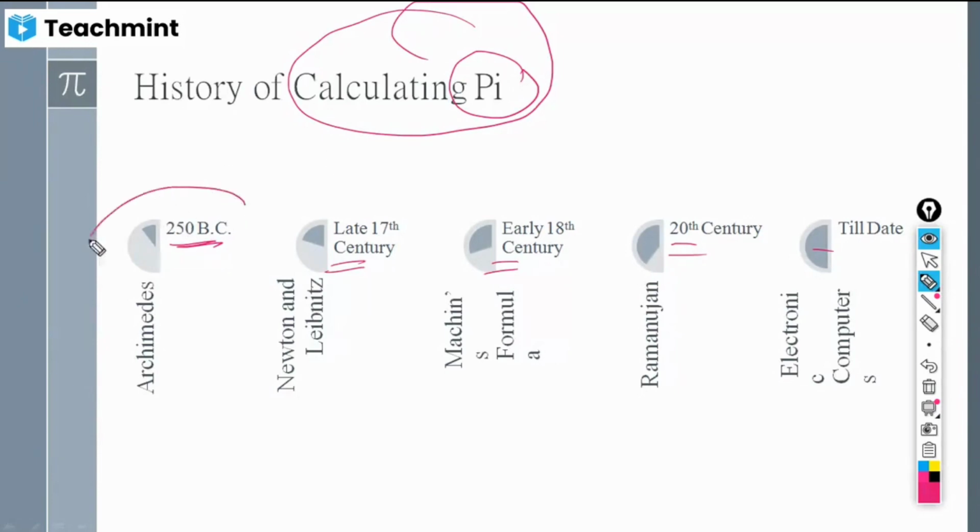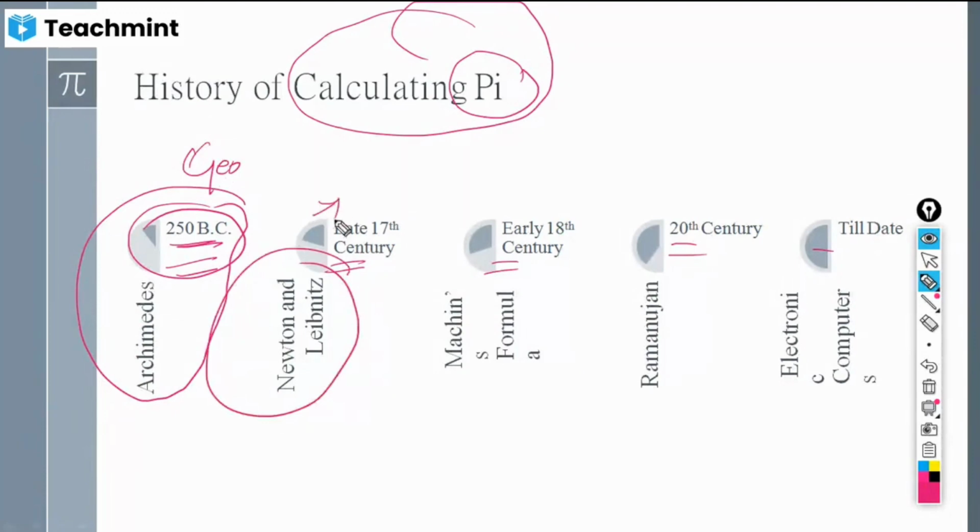Now, for the first time, Archimedes in 250 BC used a geometrical method to calculate the value of pi, and how he calculated it we shall see in the next slides. Later on, Newton and Leibniz calculated the value of pi by using calculus.